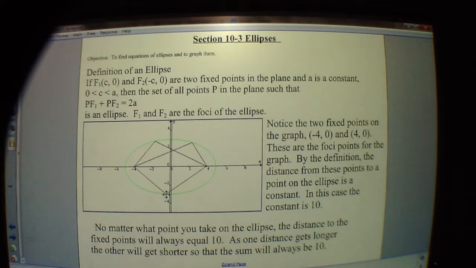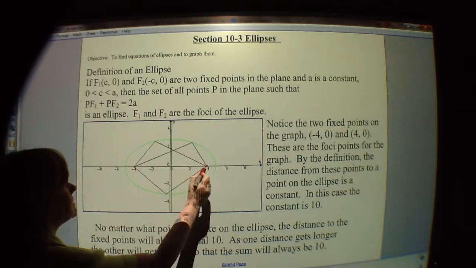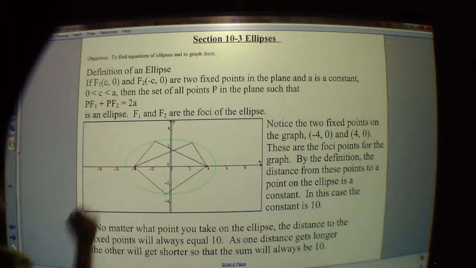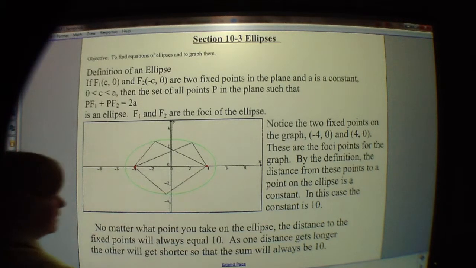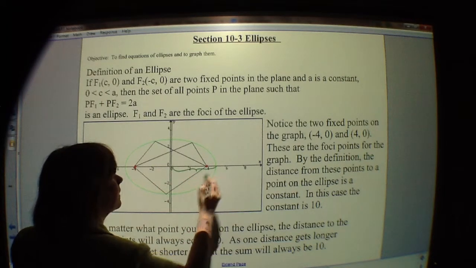The definition of an ellipse is in section 10.3. If you have one focus point right here at C, 0, you have one focus point here at negative C, 0. Those are the two fixed points in a plane. And A is a constant, and this is A. From here to here is A. That's A.